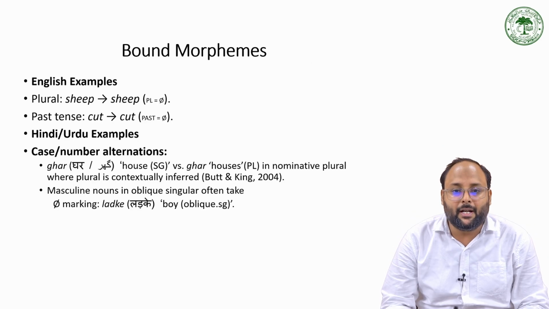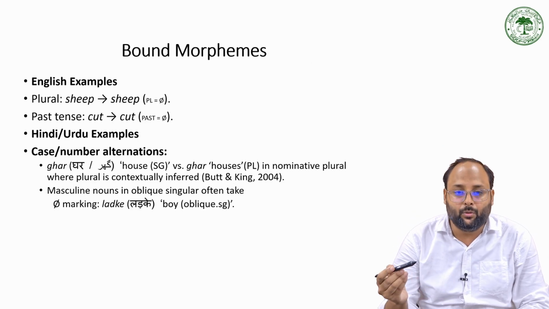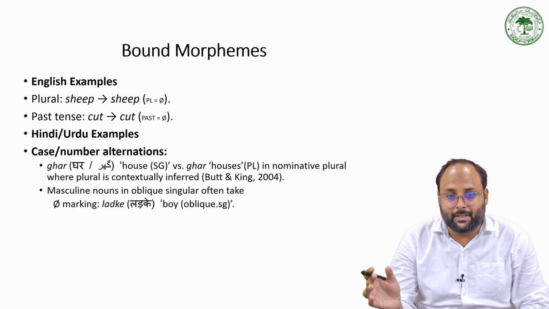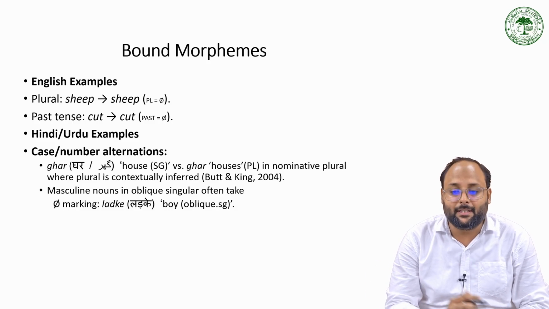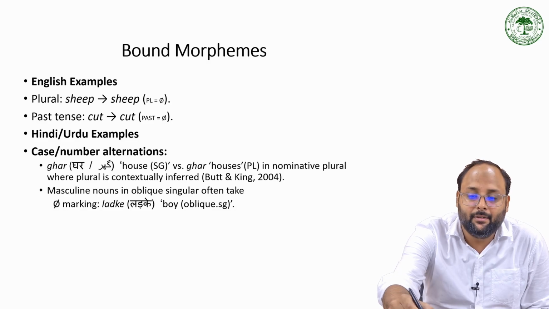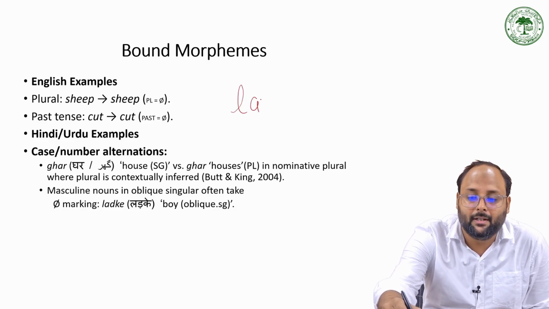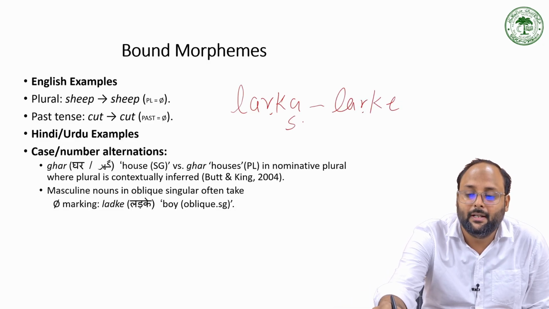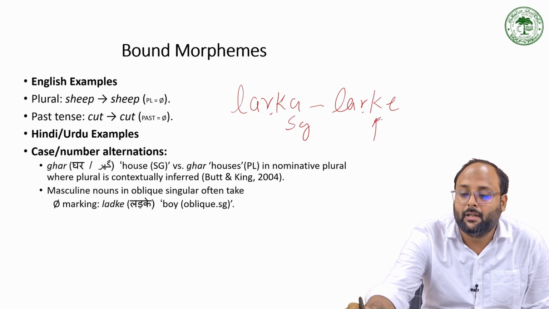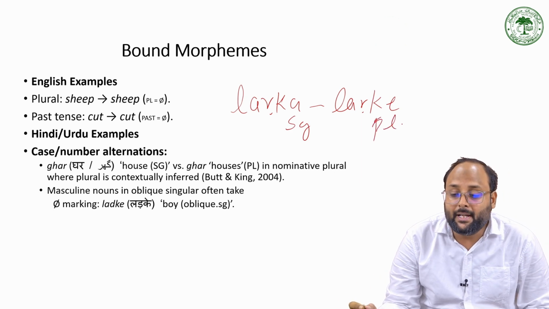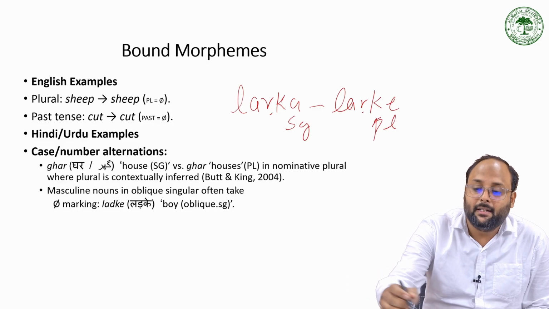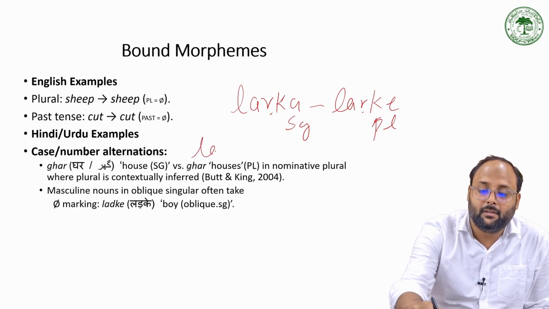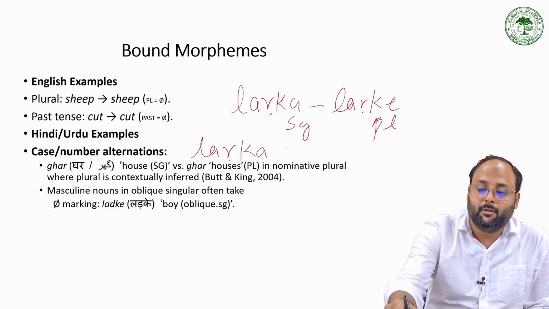Zero morphemes can also be understood through the Hindi-Urdu example in terms of plural marking and oblique case marking. Here we can understand when we make the plural of ladka, it is like ladke. So that is the singular and that is the plural. But when you make the sentence like ladka पढ़ता है.